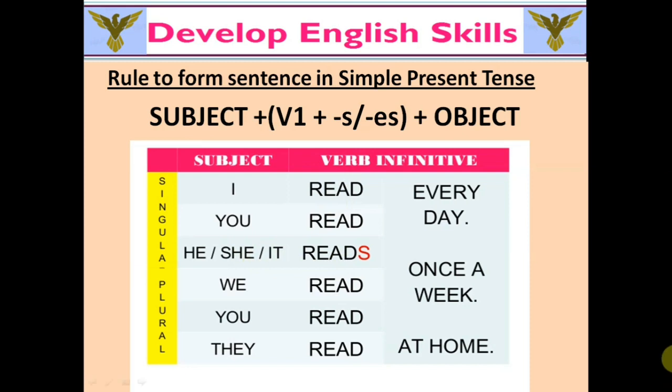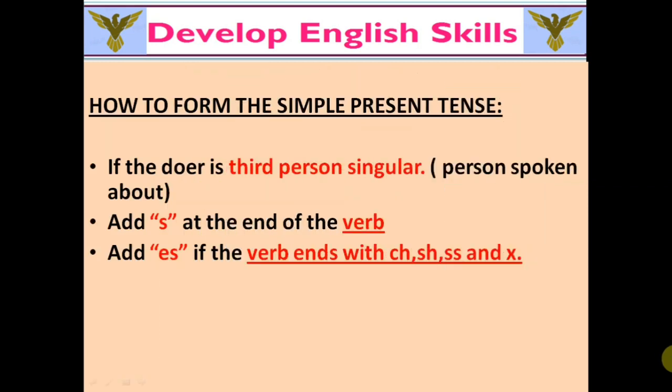So you can make as many sentences as you can by matching these three columns. How to form the simple present tense? See, if the doer is third person singular, like he, she, it, a person spoken about, then add s at the end of the verb and add es if the verb ends with ch, sh, double s and x.